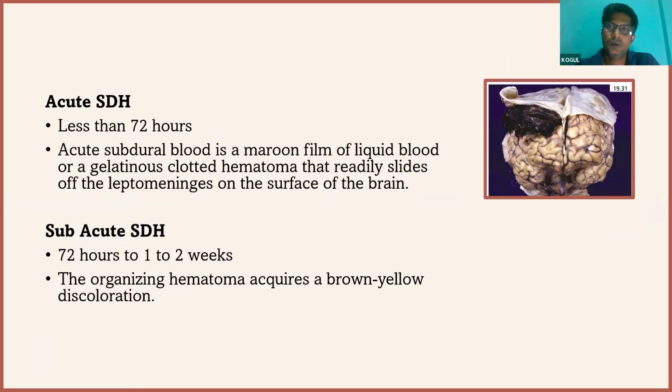Then for SDH, you should know we are able to do dating because of the resolution. Acute means less than 72 hours. Subacute means 72 hours to around 1 to 2 weeks. More than 2 weeks we consider as chronic.